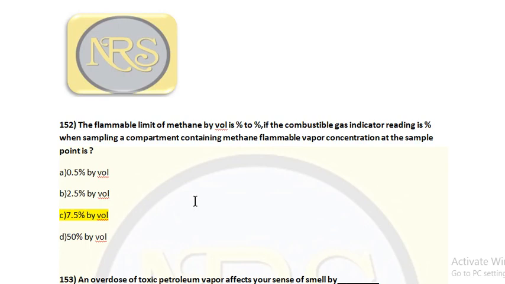Question number 152. The flammable limit of methane by volume is percentage to percentage. If the combustible gas indicator reading is percentage, when sampling a compartment containing methane, flammable vapor concentration at the sample point is: option A 0.5% by volume, option B 2.5% by volume, option C 7.5% by volume, option D 50% by volume. The correct answer is option C, 7.5% by volume.